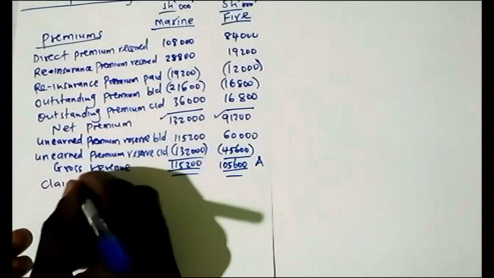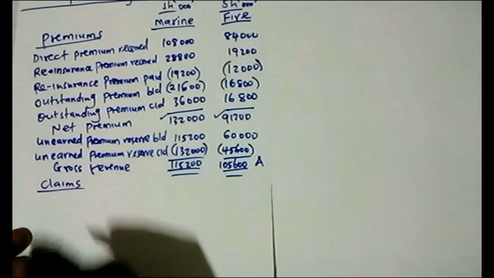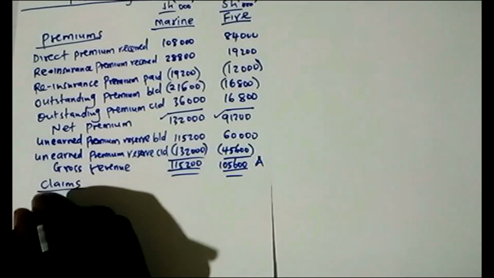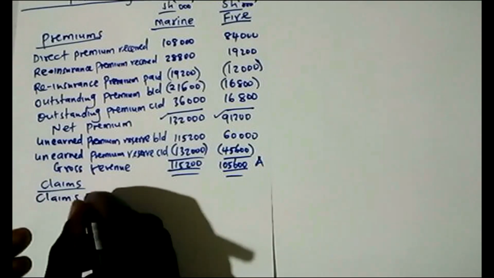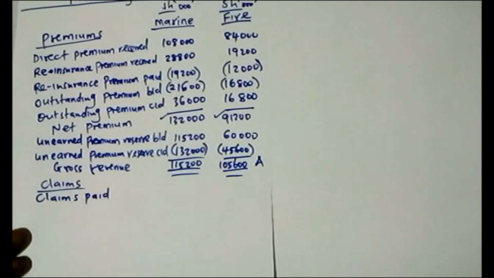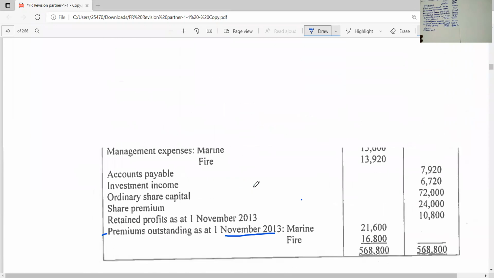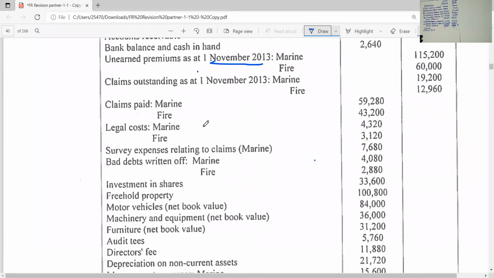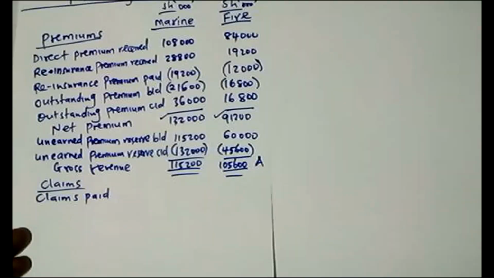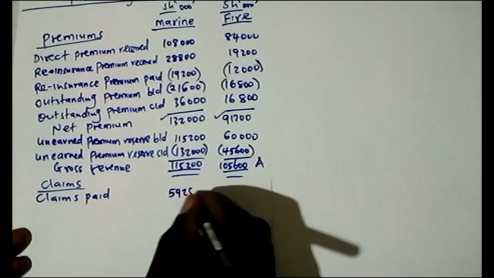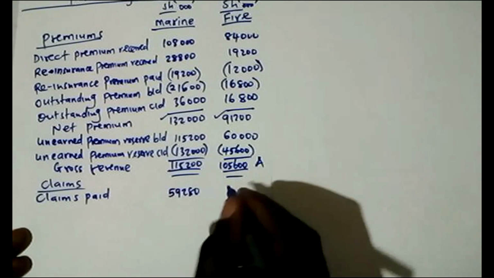So after we are done with the premiums, the next thing to capture is concerning the claims. So let's talk about claims. Under claims, we have to start with the claims which were paid, the claims they paid for the relevant year. Remember that this is all about the insured's claims against their risks which occurred. So the insurance firm paid 59,280 and 43,200.